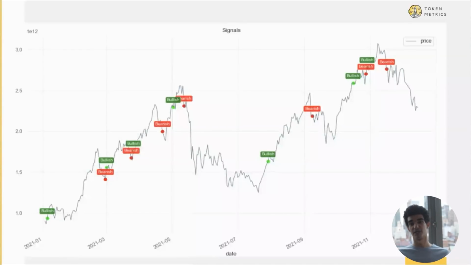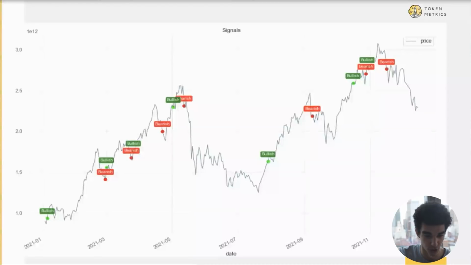If the majority of TM grades are very low, then I would be bearish. If the majority are high, then I would be bullish. And these would be the signals that we get on the total crypto market cap. So as you can see, it performs pretty well. You get bullish, and here you go bearish.